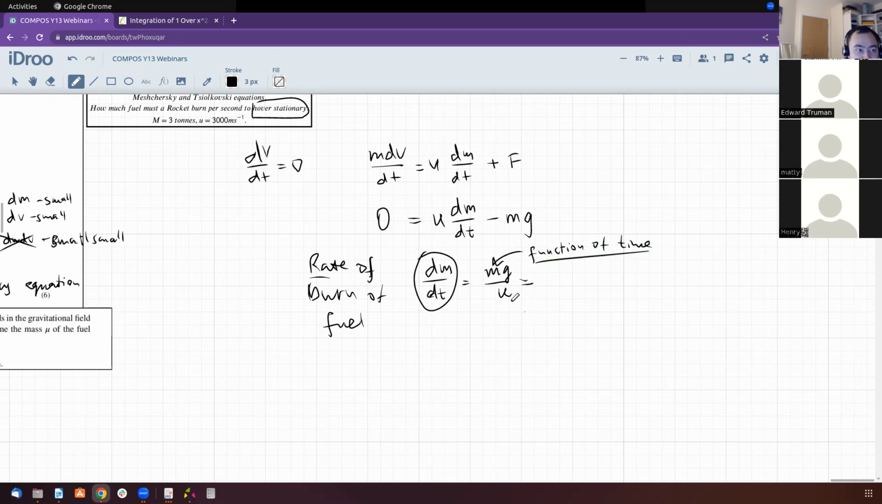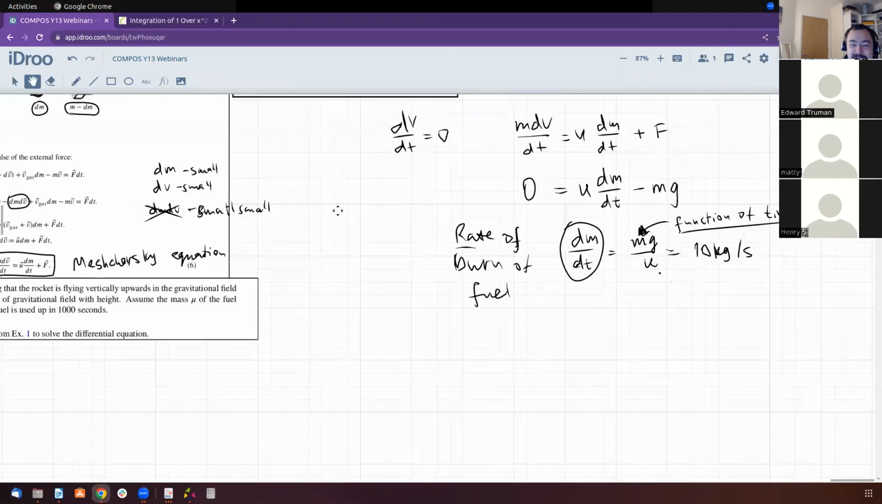That's important. So in this case, mg is 3 tons, 3,000 times g is 30,000, divided by 3,000 gives 10 kilograms. That would be 10 kilograms per second. But if you were talking about this, as the rocket burns fuel, it loses mass. So you need to take that into account, and you need your answer in terms.